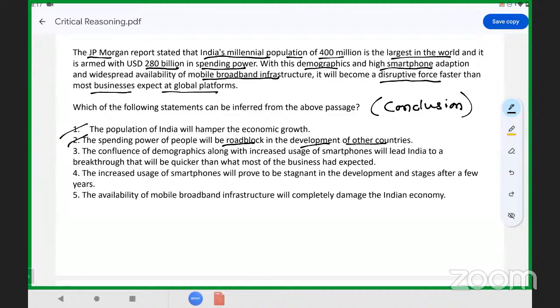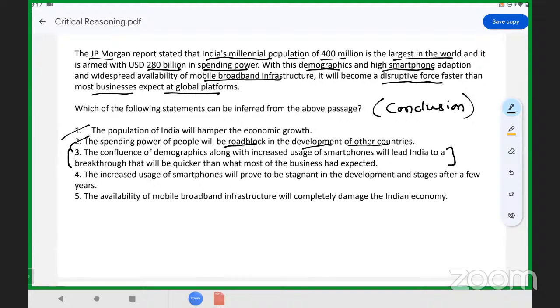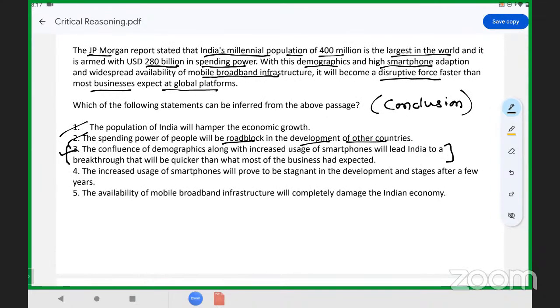Third, the confluence of demographics along with increased usage of smartphones will lead India to a breakthrough that will be quicker than what most of the businesses had expected. So this is an inference. This point number three is an inference with the last line, that it will become a disruptive force, that is a breakthrough that will be quicker than what most businesses expected. So yes, this can be one option.